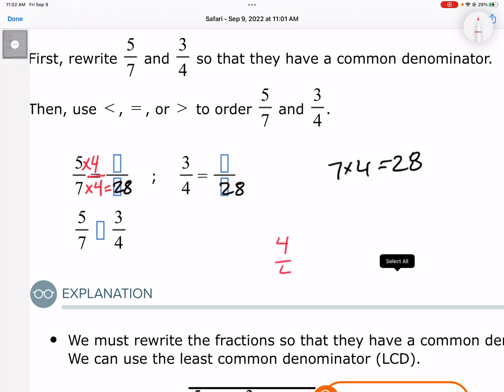And what is 4 divided by 4? Obviously, it is 1. So therefore, when I'm multiplying anything by 1, it's just itself. So all I'm doing is just changing how it is being presented. So now 5 times 4 is 20. This one here, 4 times 7 is 28. So again, what I do to the denominator, I have to do to the numerator, and 3 times 7 is 21. So I have 20 out of 28 and 21 out of 28.